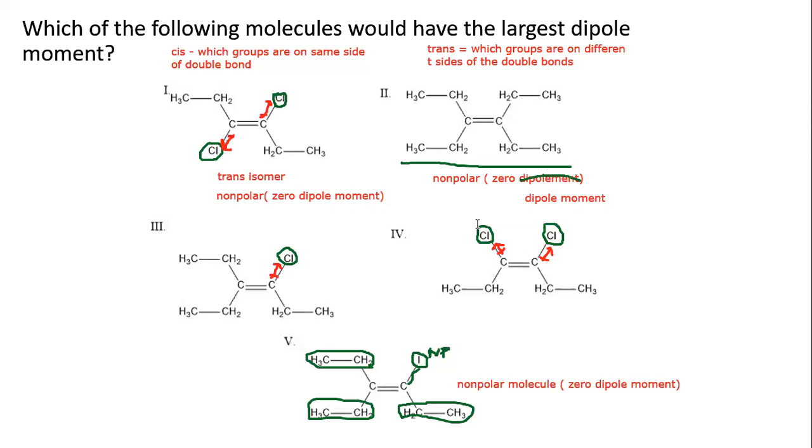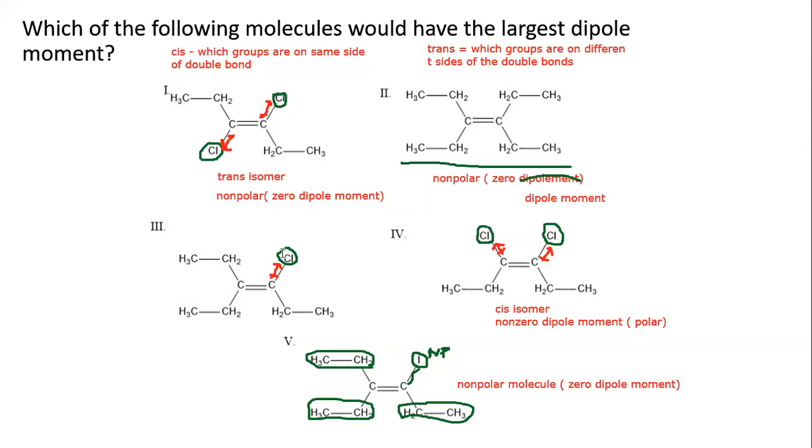Next we have number 3 and number 4. The only difference is in number 3 we have 1 chlorine group. In number 4 we have 2 chlorine groups. And so number 4 is called a cis isomer. Cis isomers have a non-zero dipole moment and are polar. So again, whenever you're comparing cis and trans, trans is nonpolar, cis is polar.